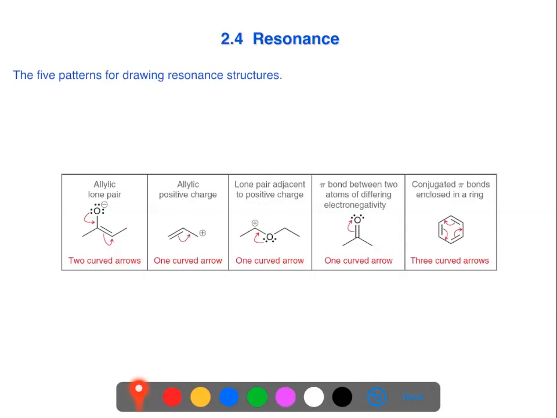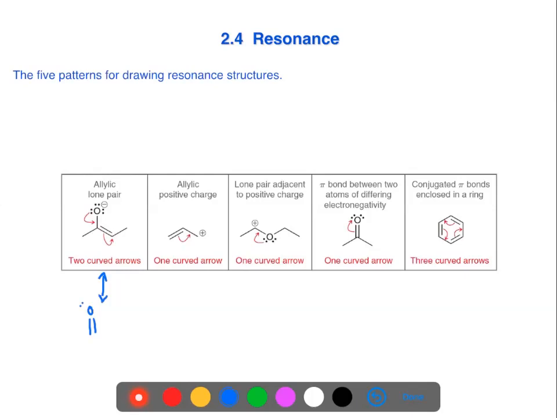So there are basically 5 patterns for drawing resonance structures shown in this figure. And the first is the lone pair, where we have a 3 atom system. So here we have a lone pair on this oxygen, an additional lone pair than oxygen would normally have in its neutral state, neighboring a carbon that's bound to another carbon via a pi bond. And so in this example, if we were to use these 2 curved arrows and to draw our resonance structure resulting from it, we would end up with the following.